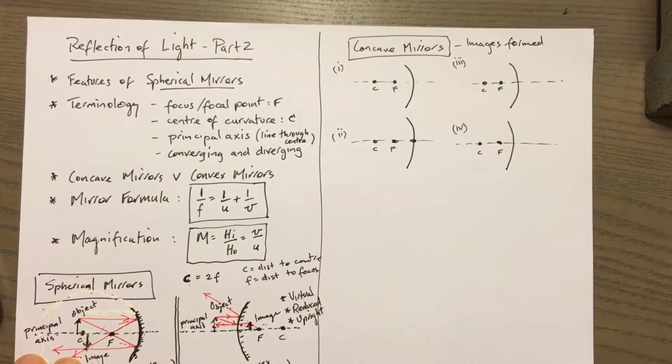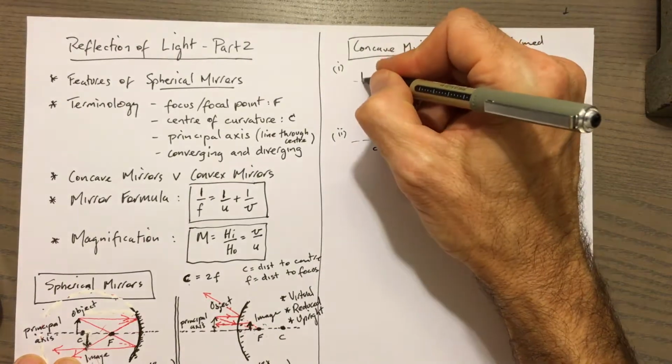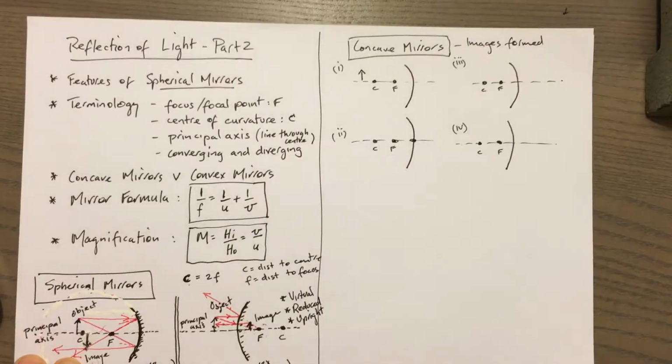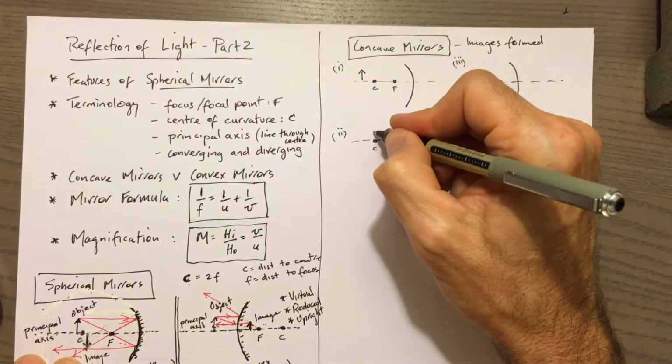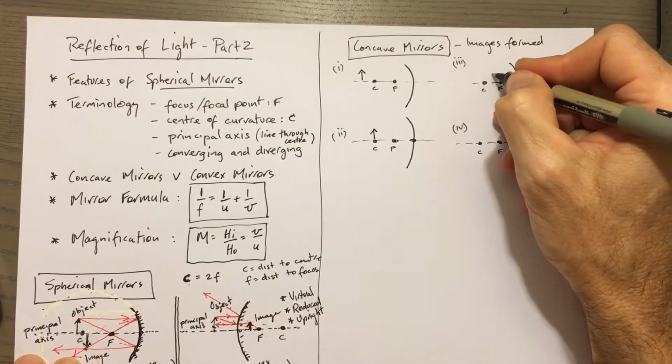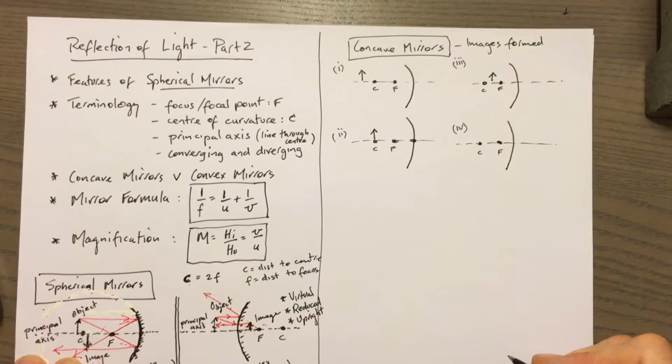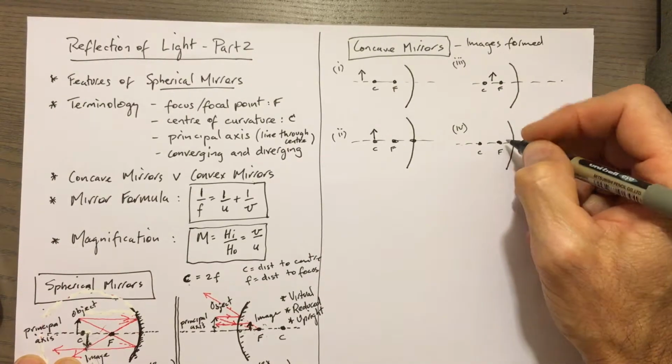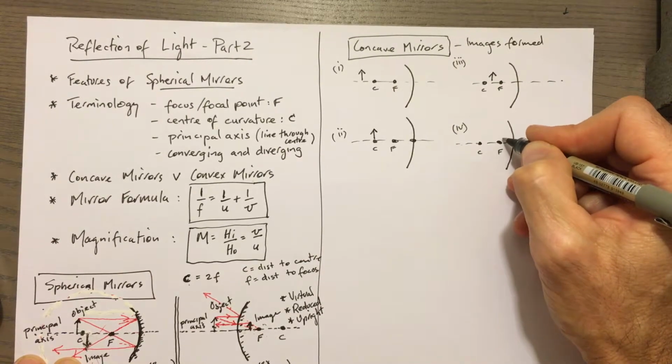We'll start with an object here, outside of C. Then we'll look at an object at C. Then we'll look at an object between C and F. And then we'll look at an object inside of F.